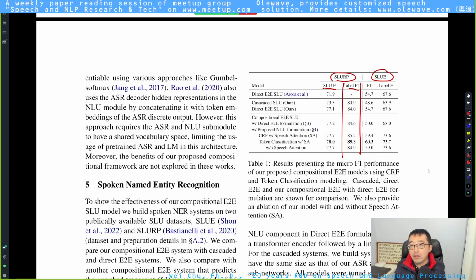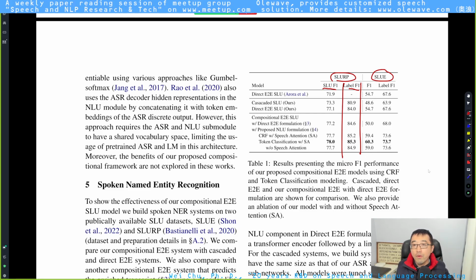The cascade SLU: they use the ASR output and send it into the NLP section. You got this. And if you do the direct SLU, it means they remove the mismatch between these two, and they do not have to propagate the ASR error, so getting better results is within expectation.